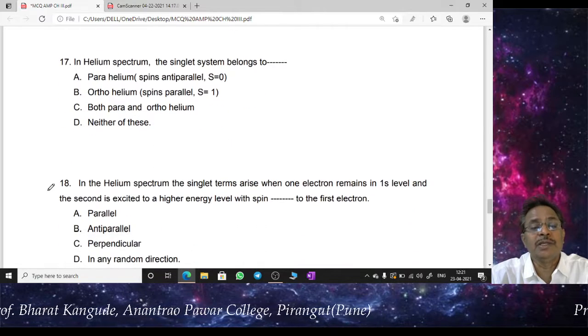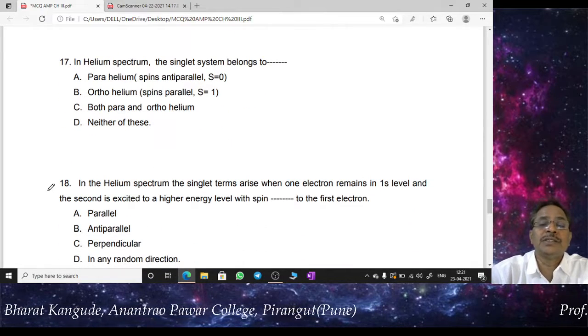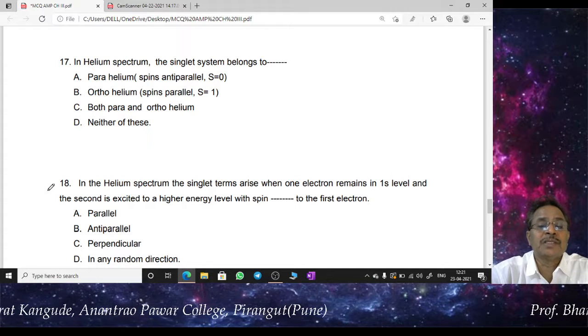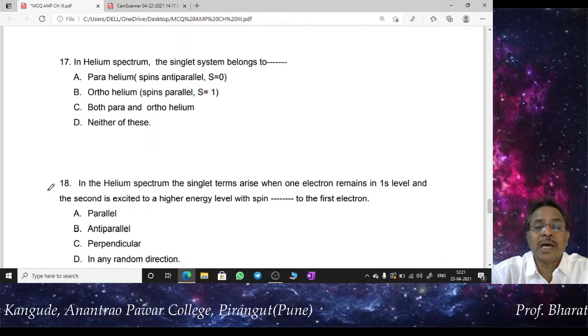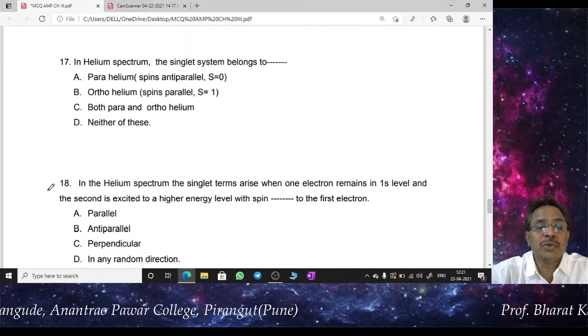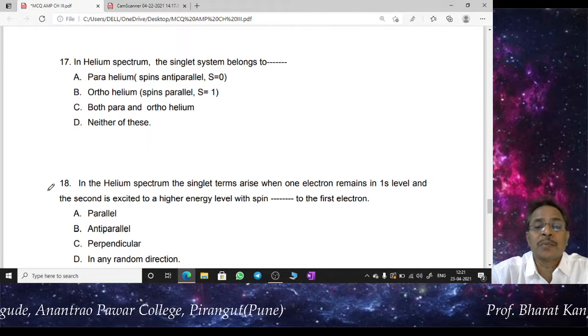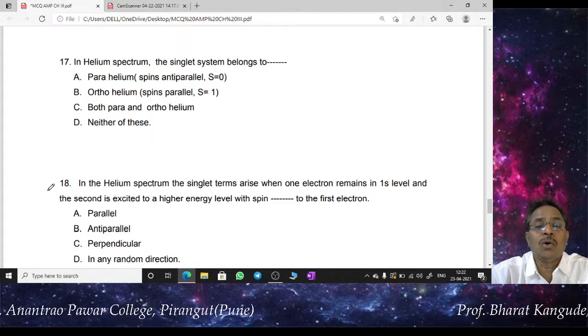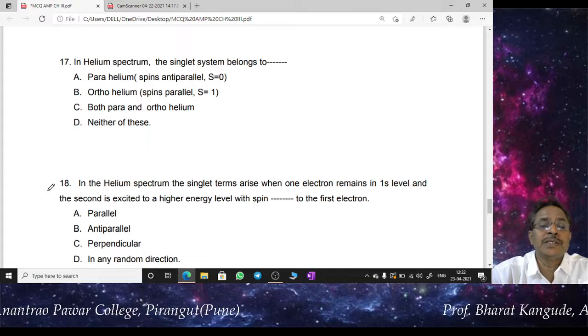Now question number 17: in the helium spectrum, the singlet system belongs to. Okay, there are 4 options. Option A is parahelium, spins are antiparallel and S is equal to 0. Option B is orthohelium, spins are parallel and capital S is 1. Option C is both para and orthohelium, and option D is neither of these.